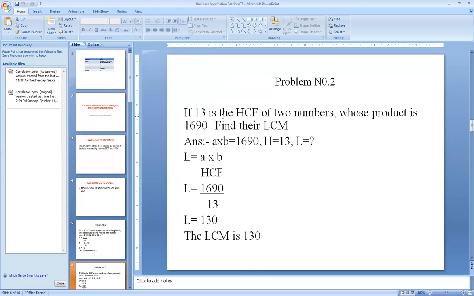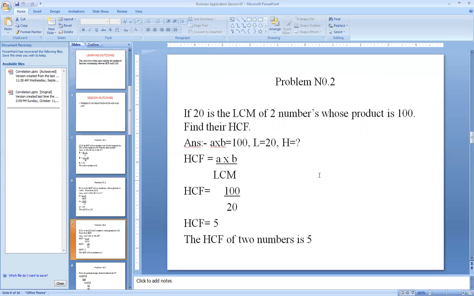Now we know that the HCF value is 13, and the product of the two numbers, A into B, is already given as 1690. We have to calculate the value of LCM. The LCM is equal to A into B divided by HCF. Therefore, LCM equals 1690 divided by 13. The value of LCM is 130.